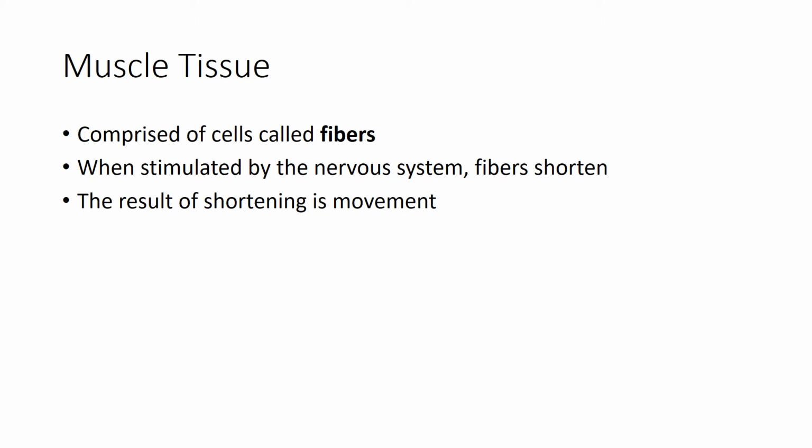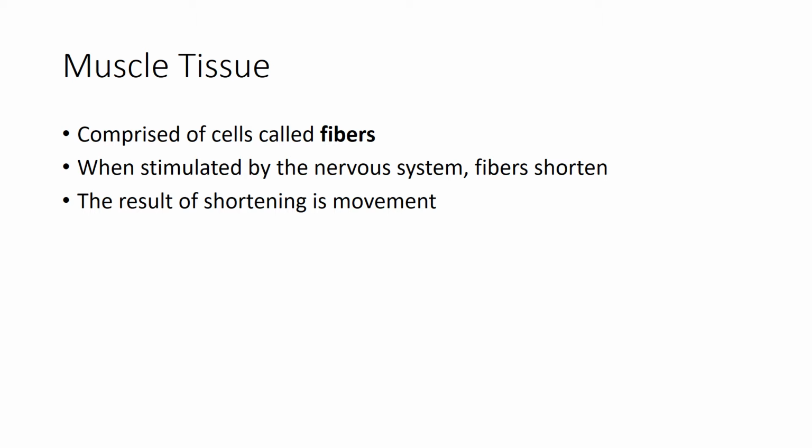Now, muscle tissue is composed of cells called muscle fibers. These are going to be stimulated by the nervous system. The fibers will then shorten or contract, and then relax and lengthen. The result of the shortening is going to be movement.